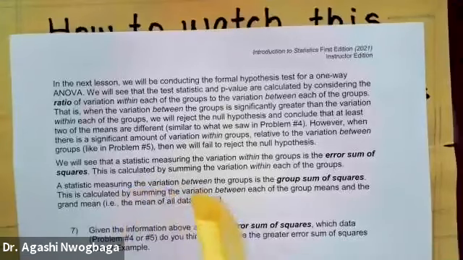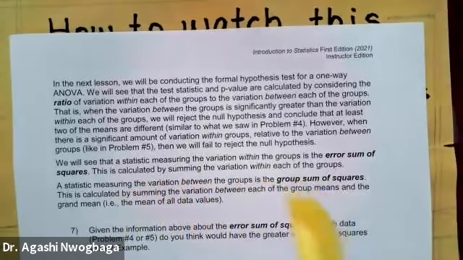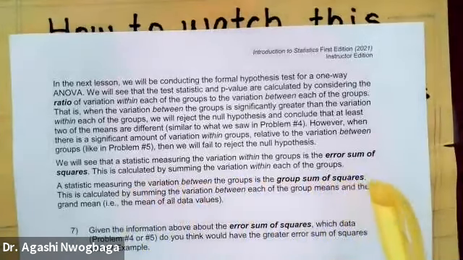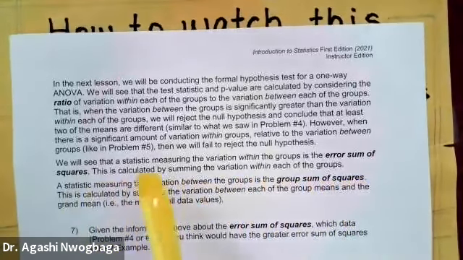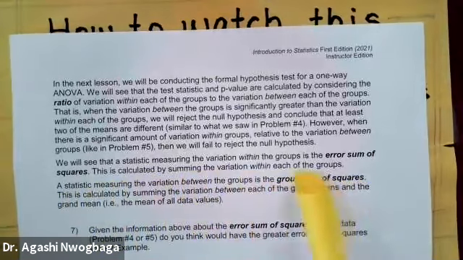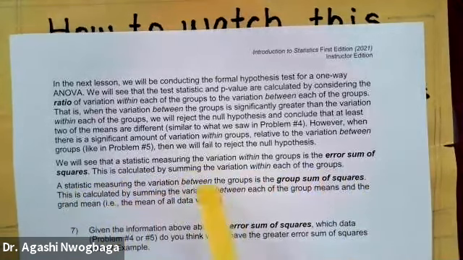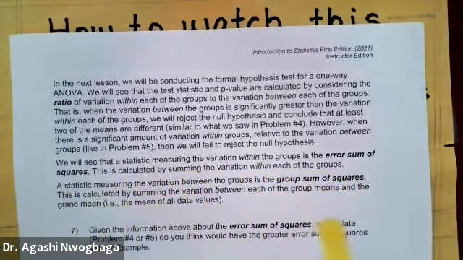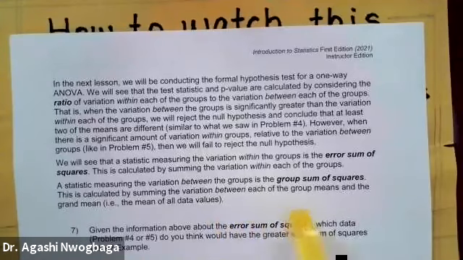We will see that there is a statistic measuring the variation within groups. The statistic measuring the variation within the groups is the error sum of squares. This is calculated by summing the variation within each of the groups. A statistic measuring the variation between the groups is the group sum of squares. This is calculated by summing the variation between each of the group means and the grand mean, that is the mean of all data values.